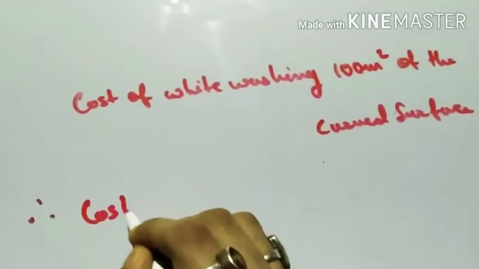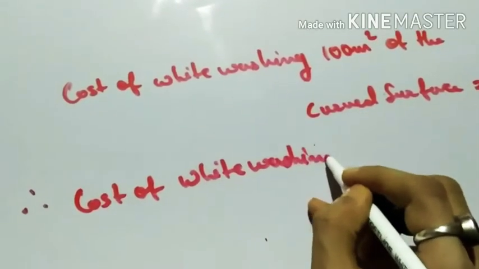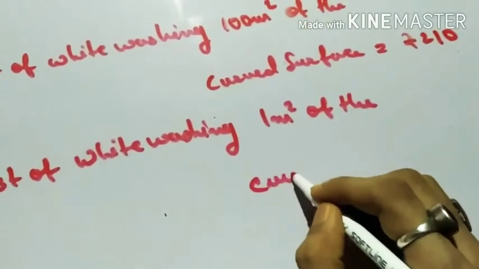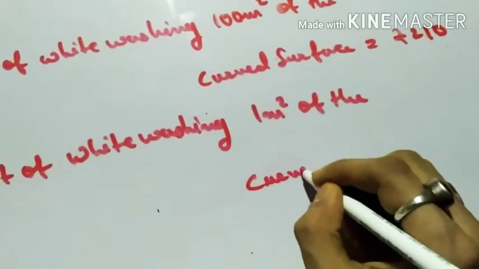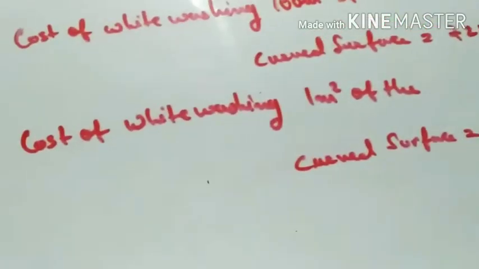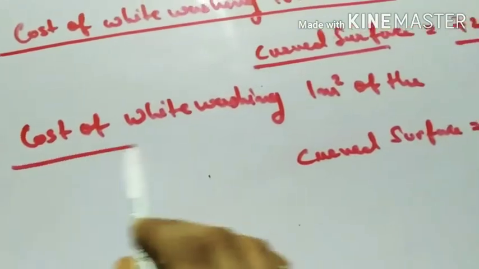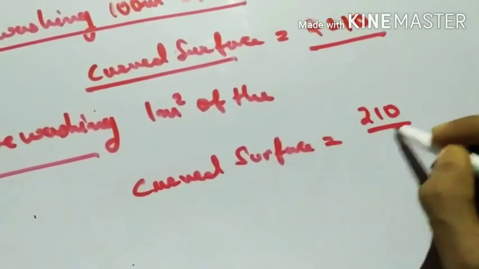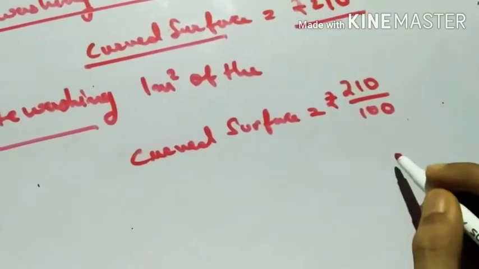So therefore cost of whitewashing 1 meter square of the curved surface, it will be equals to cost of whitewashing 100 meter square of the curved surface, it is this much. Therefore cost of whitewashing 1 meter square of the curved surface, it will be equals to 210 by 100. Yes, rupees. Okay, rupees 210 by 100.